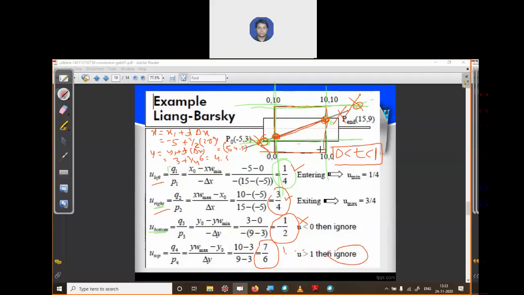In the same way you will find the other intersect point. Change the value of t; here the value of t is 3 by 4. Just put the value of 3 by 4 here and find the value.